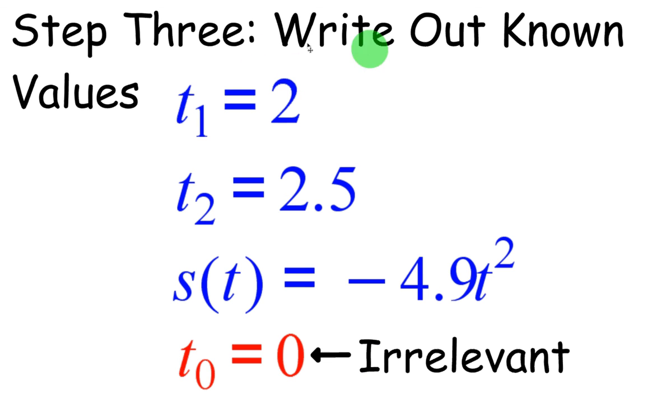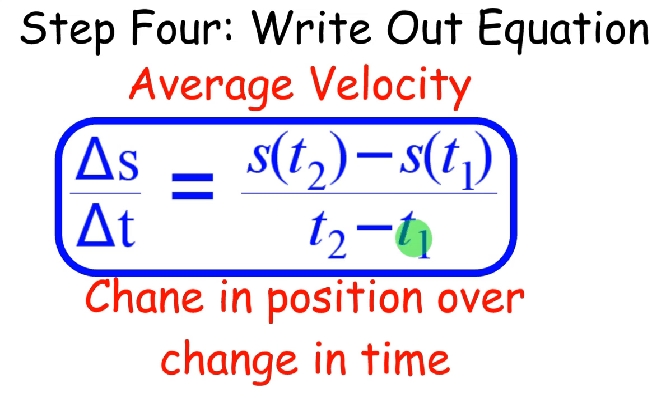Step 3, write out the known values. So now that we've determined what our variables are, t1 is going to be 2, t2, our time 2, is 2.5. Our position equation is what was given to us, negative 4.9 t squared. t equals 0 is irrelevant because we're not using it to solve this problem. However, just write everything you know just in case.